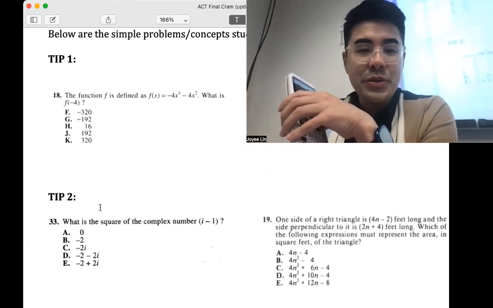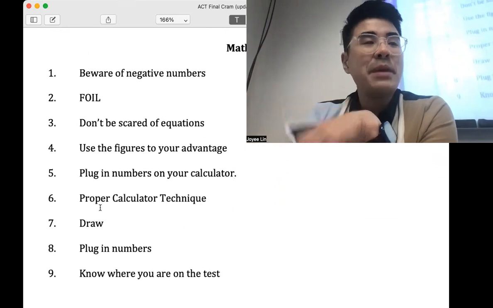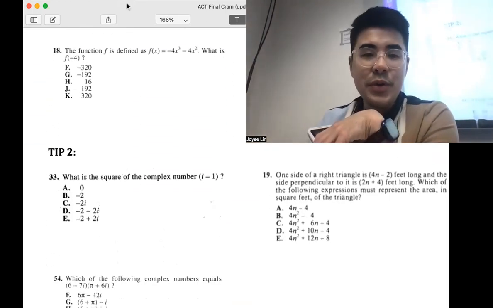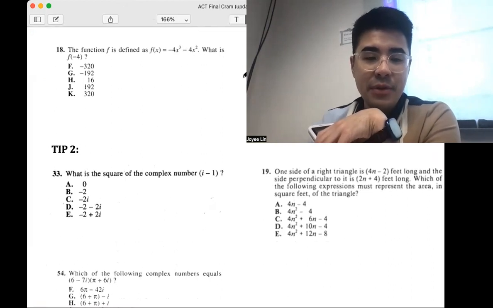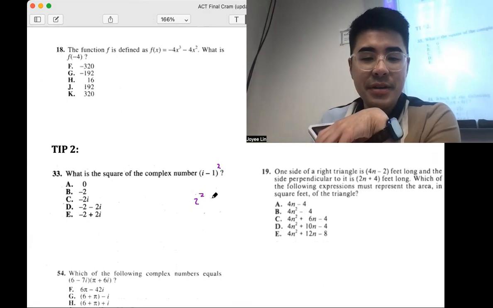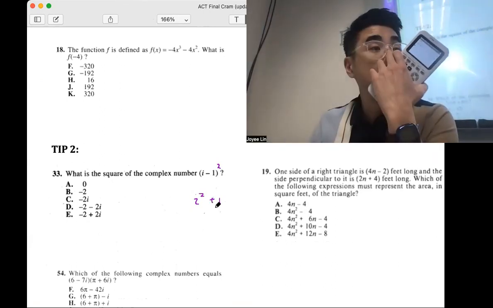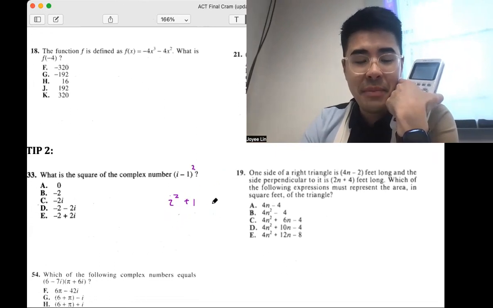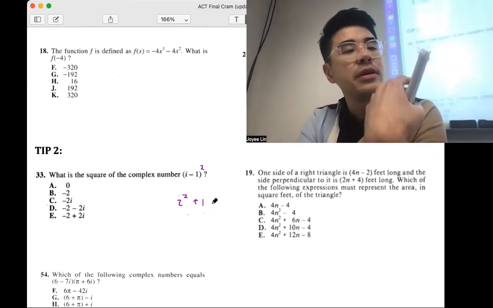Tip number two we have is FOILing, right? People forget to FOIL, or FOIL wrong. So what do people say erroneously for number 33? If they square it, they'll say, oh, it's i squared plus 1, right? That's not how we do it. We would FOIL it out. However, we're not doing any math right now. So how do we do it with our calculator?